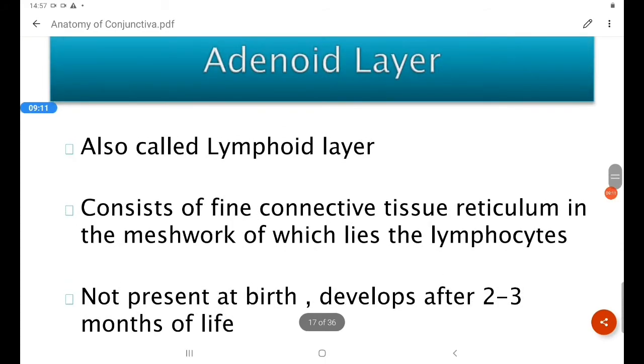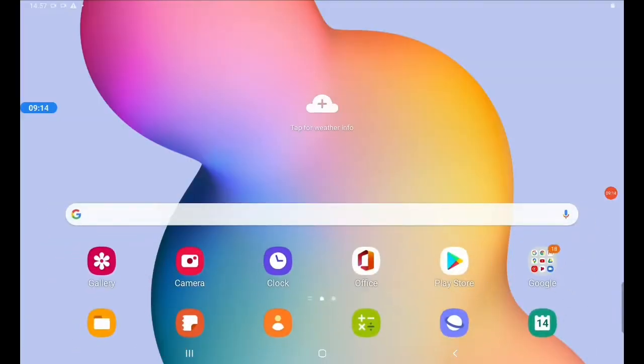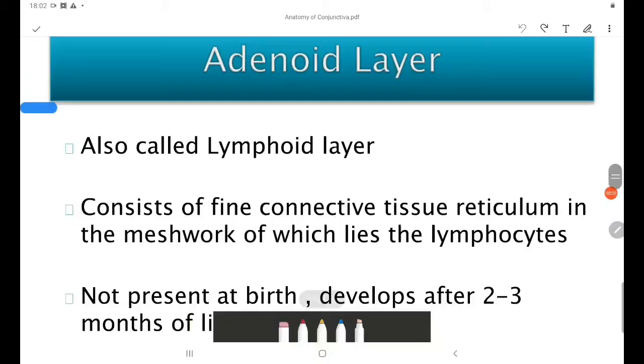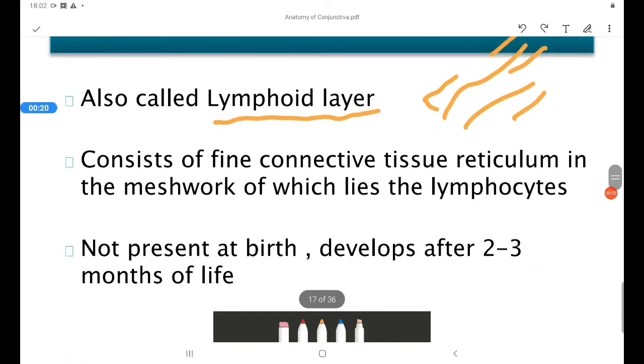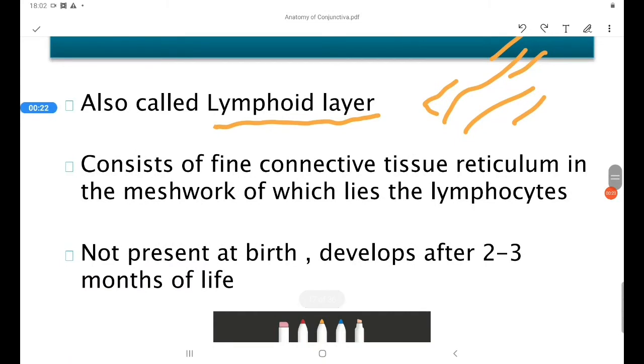A few points about the adenoid layer. Now coming to the adenoid layer, we should know that it is also called the lymphoid layer, and it consists of fine connective tissue reticula, in the meshwork of which lie the lymphocytes. And we should know that it is not present at birth, and it develops 2 to 3 months after birth.